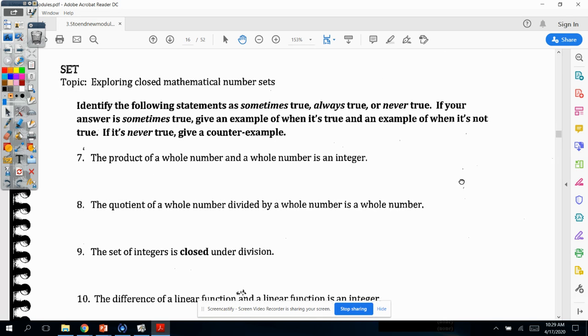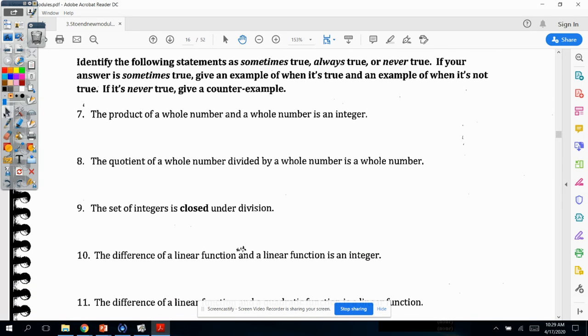In this middle section, it was easier than the notes. They just want to know if it's always, sometimes, or never. If it's sometimes, give when it works and when it doesn't. And if it's never true, give a counterexample. Okay? Product of a whole number and a whole number is an integer. If you have a whole number and a whole number, you get a whole number, which is an integer.